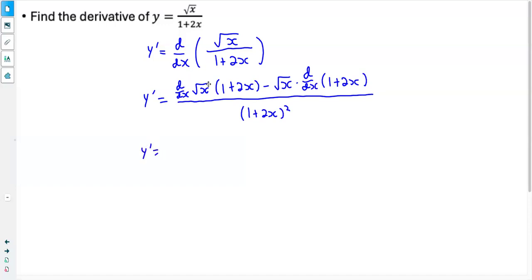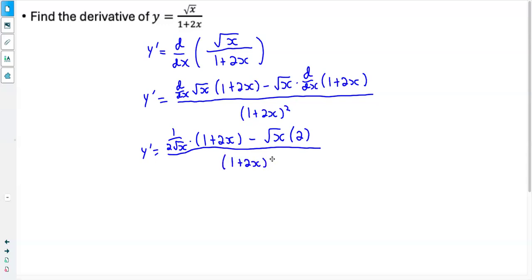Okay, so the derivative of the square root of x is 1 over 2 root x, and then that's being multiplied by 1 plus 2x, and then we have minus the square root of x times the derivative of 1 plus 2x, so times 2, divided by (1 plus 2x) squared. Okay, so we'll multiply these out.